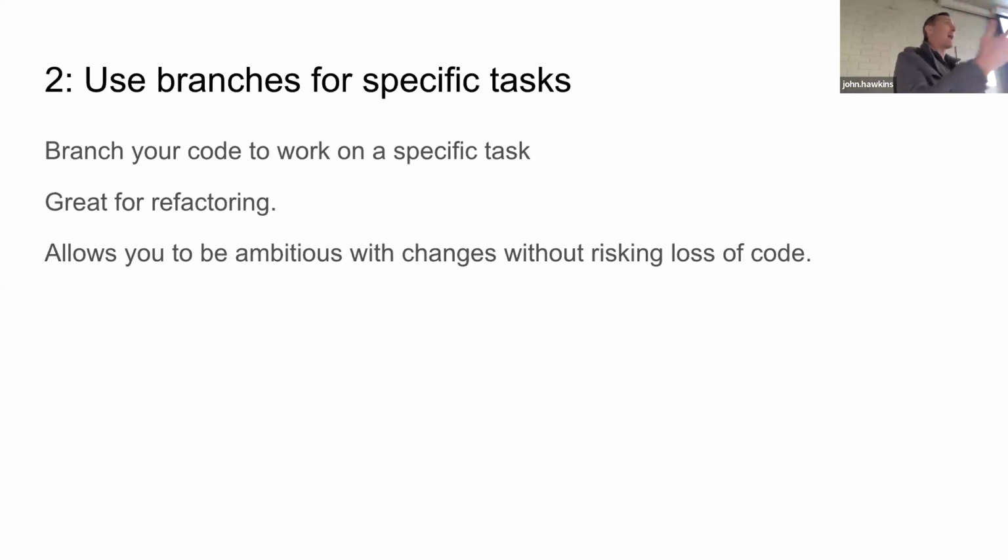Maybe I've got an idea about how to make the functions more efficient, but I'm not 100% sure it's going to work. So I'm going to branch it so that my original line remains as it is, and I can hammer away at the code as much as I want. If I test it and I'm happy with it, I can push that back. If I'm not, I can just get rid of it, and my original code remains unchanged.